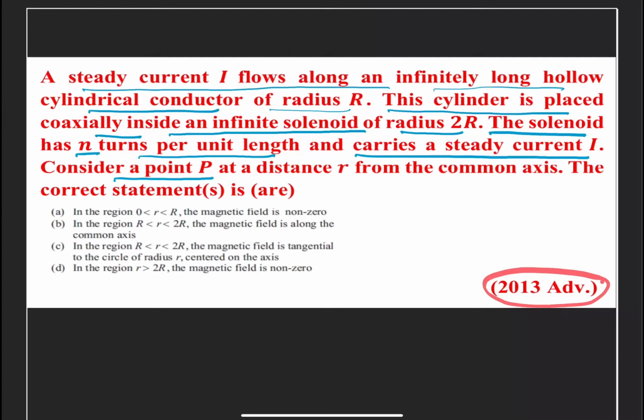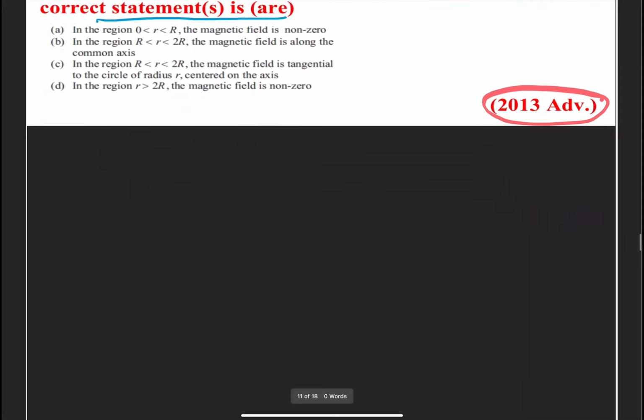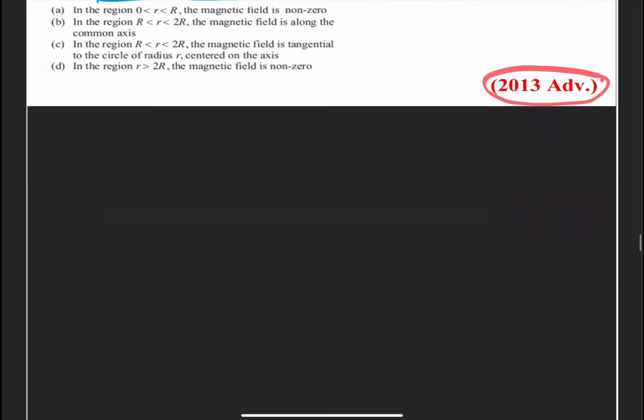Consider a point P at a distance r from a common axis. The correct statement is or are... In this case we have a hollow conductor, and this hollow conductor is placed inside a solenoid coaxially, okay? And the radius is entirely different.